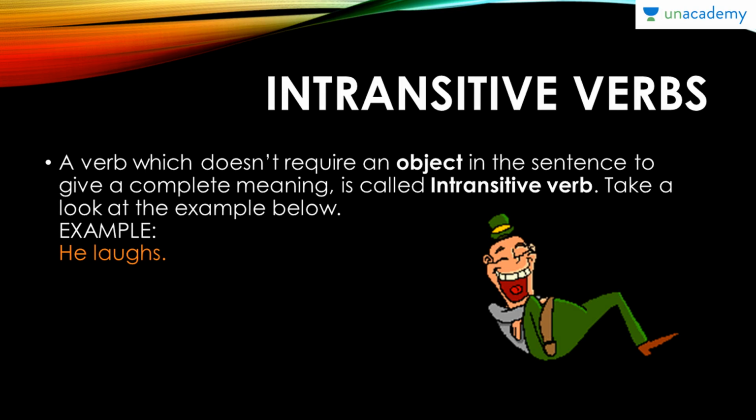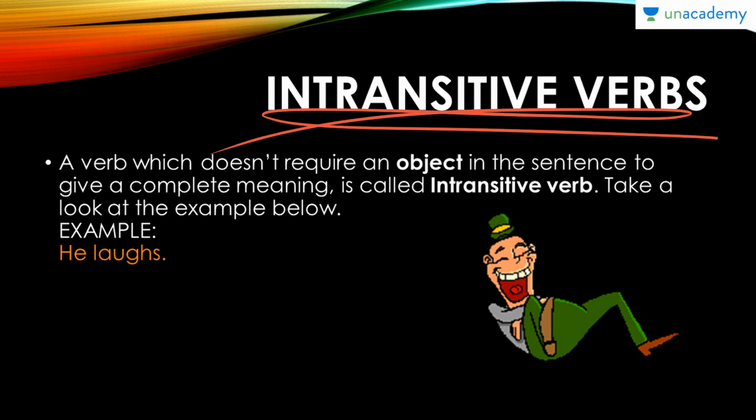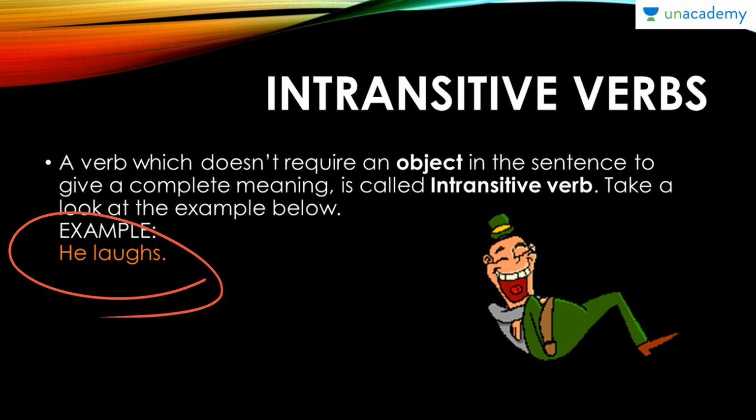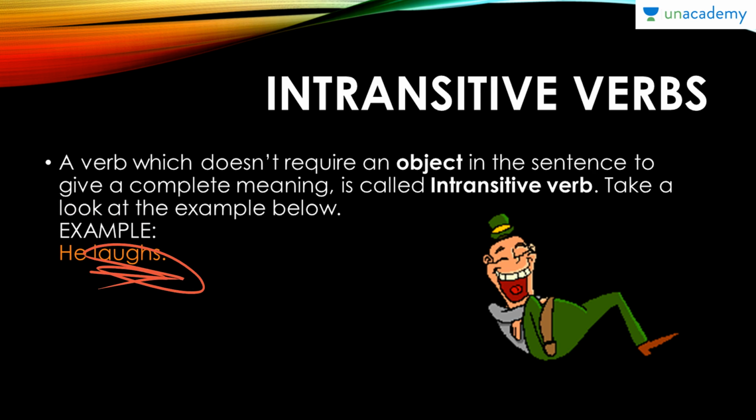Next comes intransitive verbs. A verb which does not require an object in the sentence to give a complete meaning is known as an intransitive verb. Example, he laughs, he sits, he cries. All these verbs, laugh, sit, cry, don't need an object to have a complete meaning. He laughs. At what is not the problem. You can add at what, but that still doesn't make it transitive. It still is intransitive.